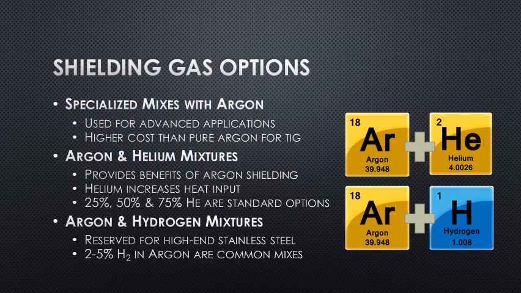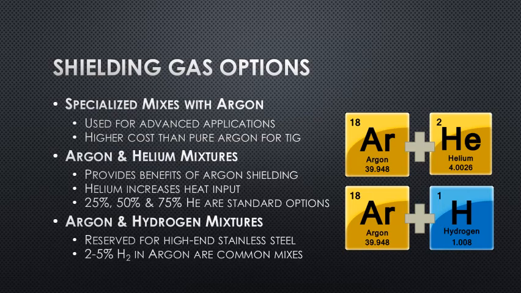Again, other shielding gas options for TIG welding include specialized mixes with argon for advanced applications. It's good to note that these custom blends usually come at a higher cost than pure argon, and they're typically not required unless we're doing an advanced application or trying to weld super thick material and we're limited on the output of the machine.